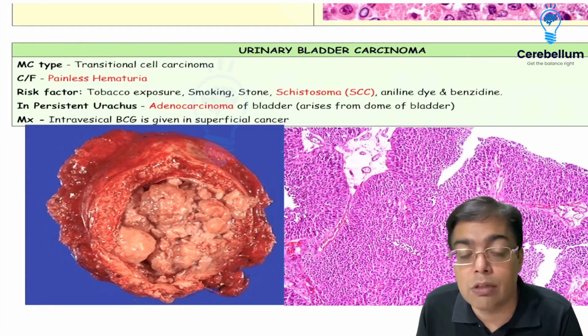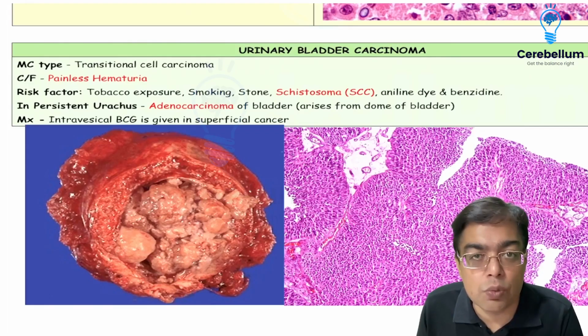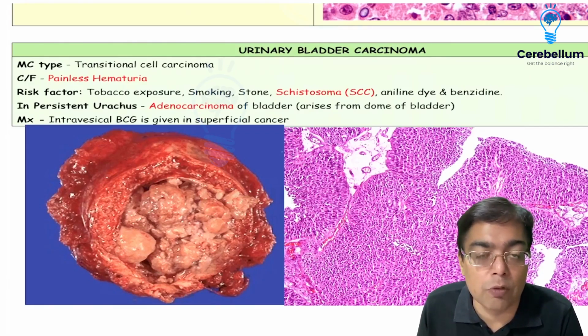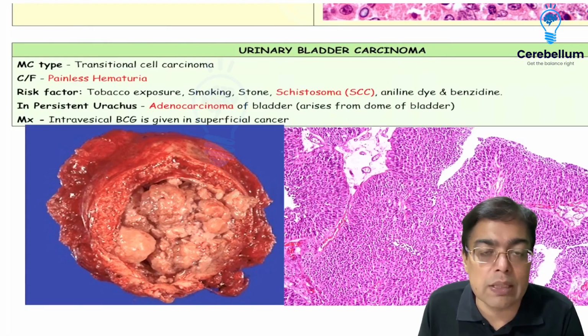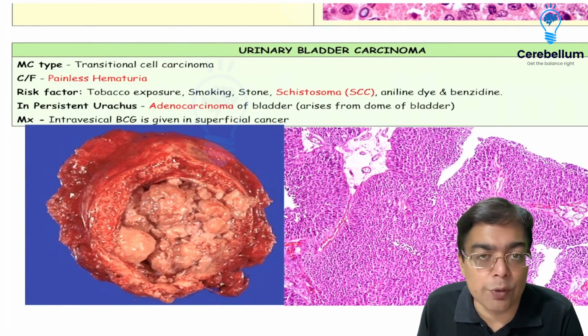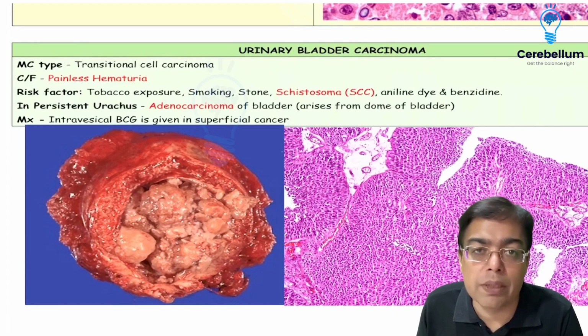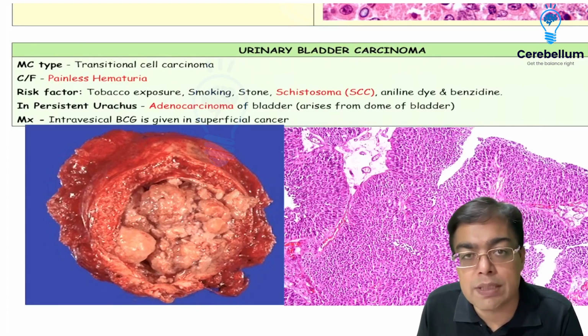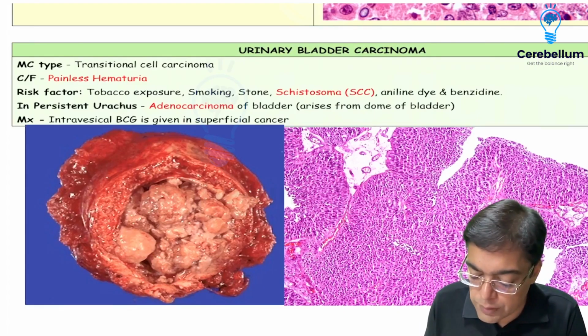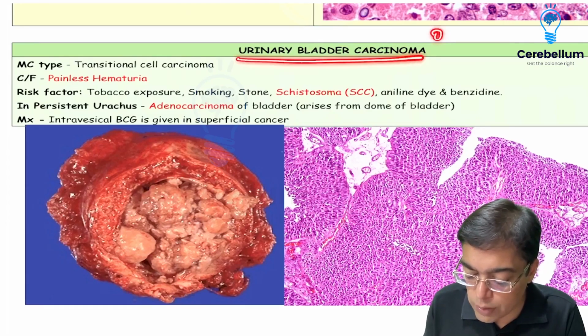It can be associated with an infectious cause, that is Schistosoma haematobium infection. So the patient may have a history of coming from the Middle East. And it can be attributed to exposure to certain types of chemicals, particularly aniline dyes. Whenever we are talking about rare causes of urinary bladder cancer, that can be because of a patient having a history of exstrophy of the bladder or the presence of an embryological issue, that would be persistent urachus. Why is that important?